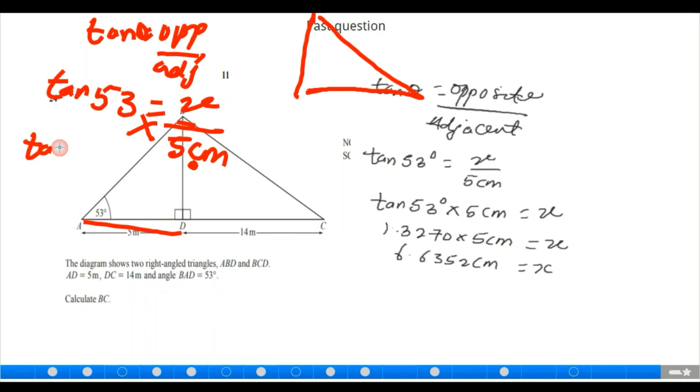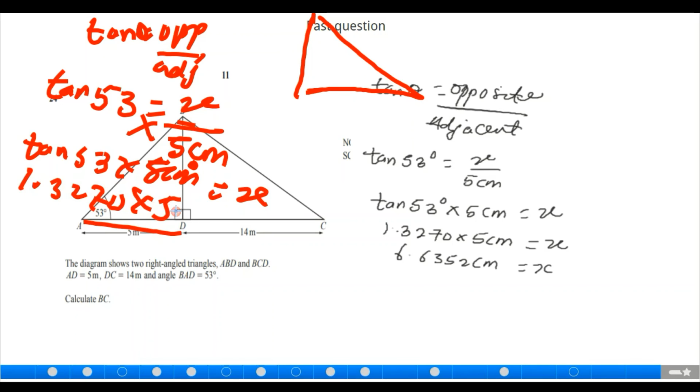If that is the case, then we cross multiply: tan 53 multiplied by 5 centimeters equals X. Tan 53 will give us 1.3270, multiplied by 5 centimeters equals X. 1.3270 multiplied by 5 centimeters will give us 6.6352 centimeters equals X. And that's the value for BC. This takes us to the end of our class.